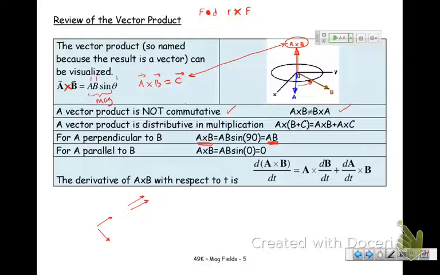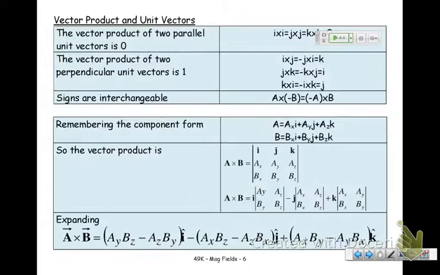And then there's this little thing here, which we're only going to introduce so that we can use it in a derivation. If you differentiate A cross B with respect to time, you get A crossed with dB by dt plus dA by dt crossed with B. You don't need to remember that. It's just there. Let's play with this a little bit more.